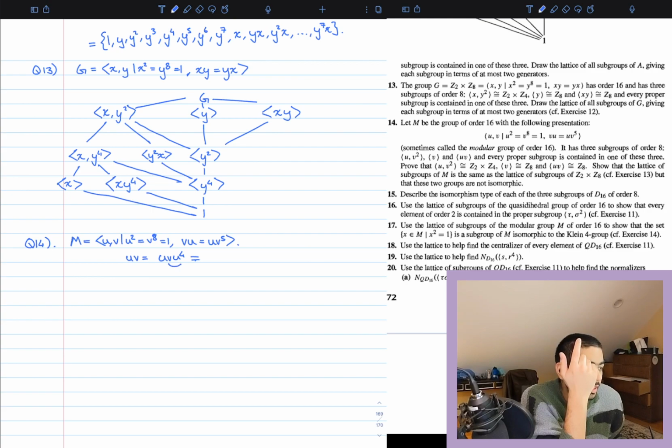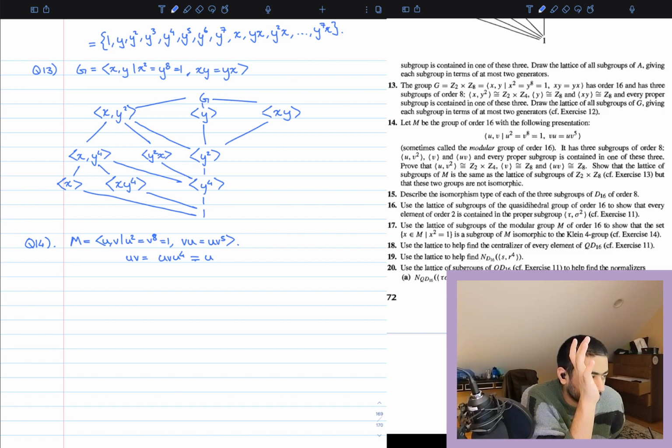So putting a V here comes at the cost of multiplying the power by 5. But we're doing that 4 times. So it's going to be U to the 5 times V to the 5 to the 4. I think. I'm not fully sure actually.